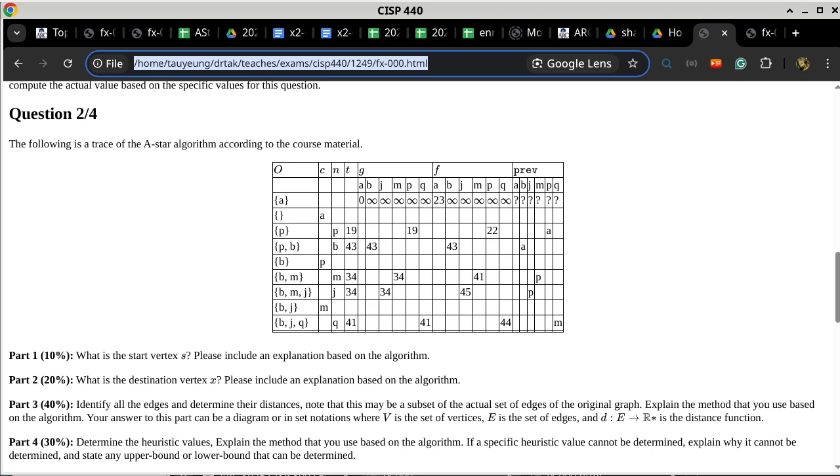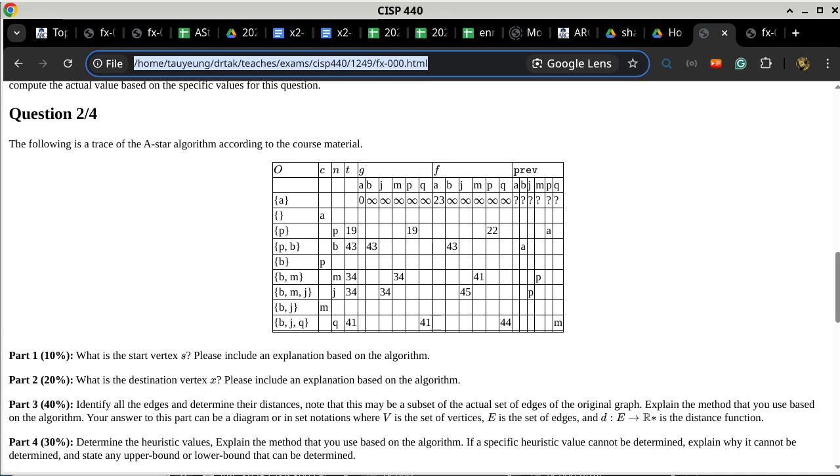All right, part 3. Identify all the edges and determine their distances. Note that this may be a subset of the actual set of edges. That's pretty easy because we look at outgoing edges. The algorithm explores all outgoing edges. So AP is an outgoing edge, AB is an outgoing edge, PM is an outgoing edge, PJ is an outgoing edge, MQ is also an outgoing edge. But we can only see those edges. We cannot see some of the additional outgoing edges because they were never explored.